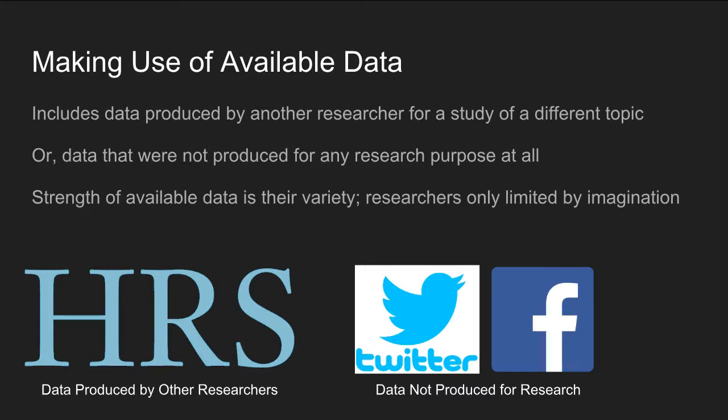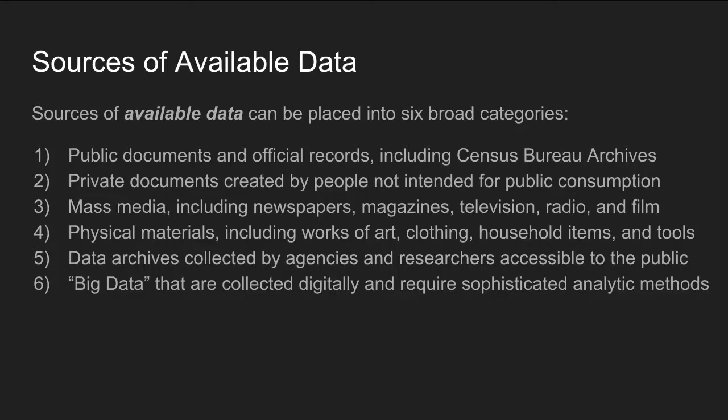So we're going to talk a little bit about what some of the different types of available data sources are. We're going to talk about 6 different types of available data sources. You can think about available data as being placed into 6 broad categories. The first are public documents and official records. These might include surveys that are conducted by the Census Bureau every 10 years and then stored in their archives and are made publicly available for researchers to analyze.